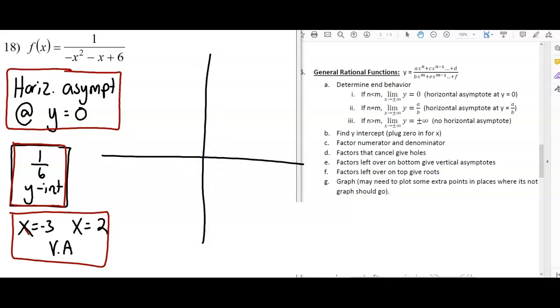Let's go ahead and begin by graphing the horizontal asymptote. It's at y equals 0. So I know that my graph has to get flat at 0 on the left and right sides there. Next, let's go ahead and graph our y-intercept, 1/6. So if this is 1, then 1/6 would probably be right about here. That's my y-intercept. And then next we'll go ahead and graph our vertical asymptotes, so at -3 and +2.